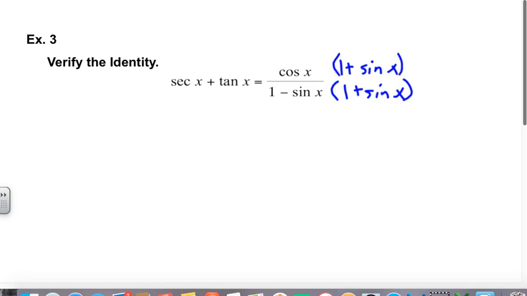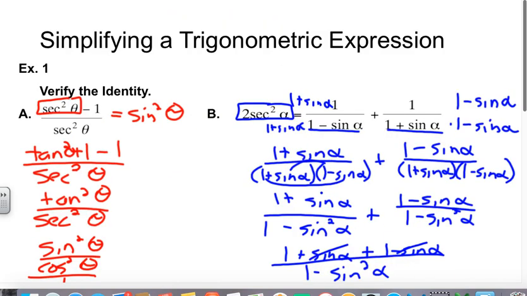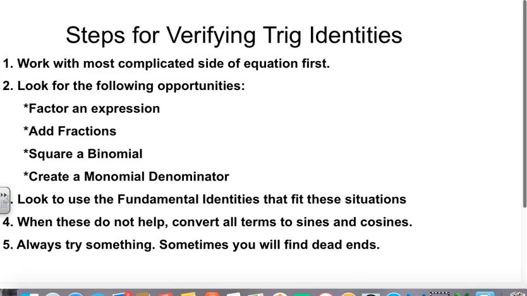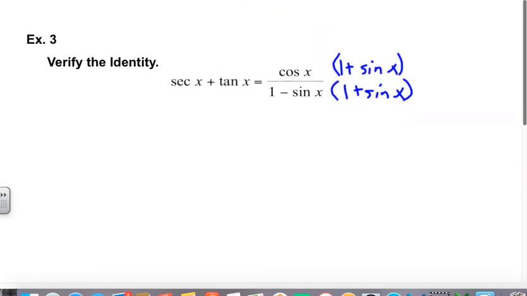Okay, and the idea here is, we talked about the strategies before, the things that you could try to do back on the first slide. This one is where we're trying to create a monomial denominator. We're trying to make the denominator of this fraction just one term, because right now it's 2 terms. So this is a way to do that a lot of times, multiplying by the conjugate. So when I multiply the top, of course I've got cosine x times 1 is going to be cosine x, and then cosine x times sine x.